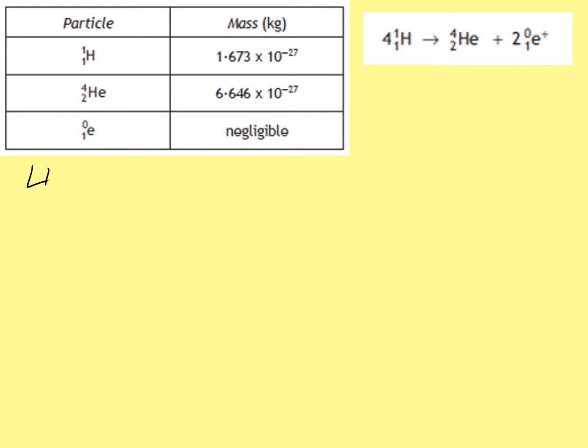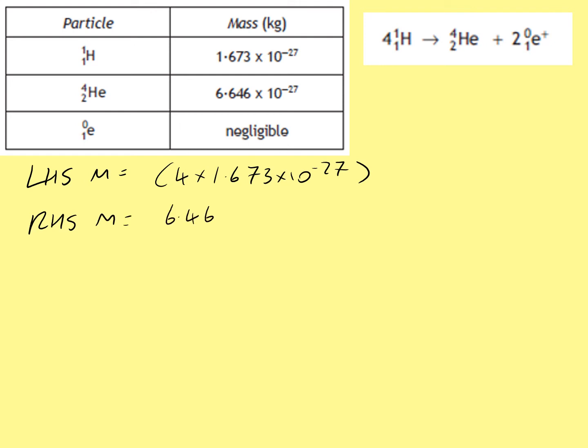So for the left-hand side, mass is equal to 4 times the mass of a hydrogen atom, which is 1.673 times 10 to the negative 27. Now I'm just leaving it like this right now. I'm not doing the calculation yet, just in case I make a mistake. On the right-hand side, the mass is equal to 6.46 times 10 to the negative 27. Both of these are kilograms. That's because the mass of an electron is negligible. It's not zero, but it's negligible.